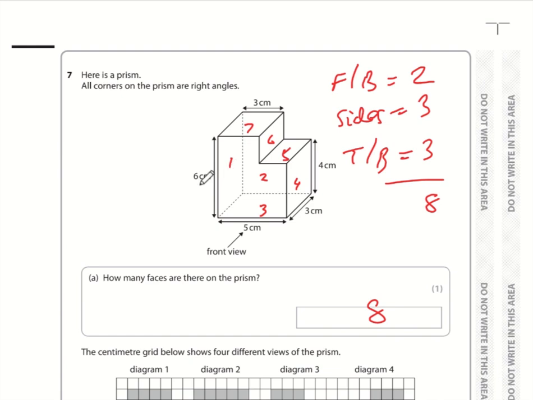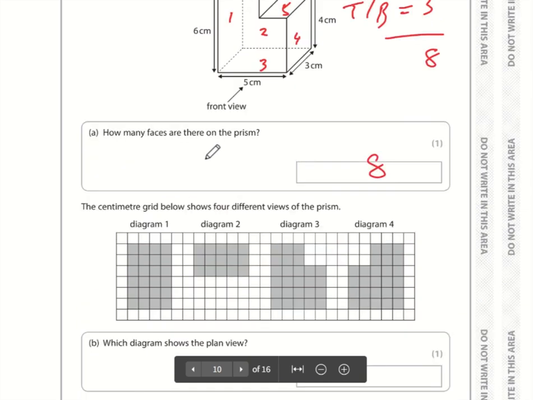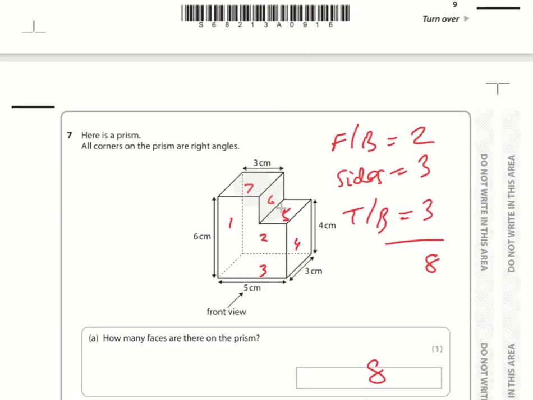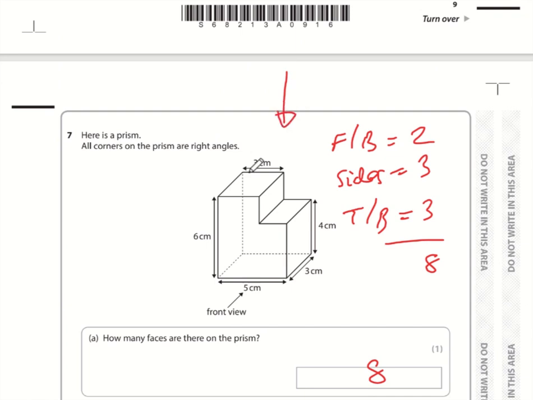That's probably the easiest thing to do. Okay, so we want to, for part B, show the plan view. So remember, the plan view is the view from above. Let me just delete some of this nonsense as well. So the view from above means we are going to be looking down like so, and we will see this face here and this face here.